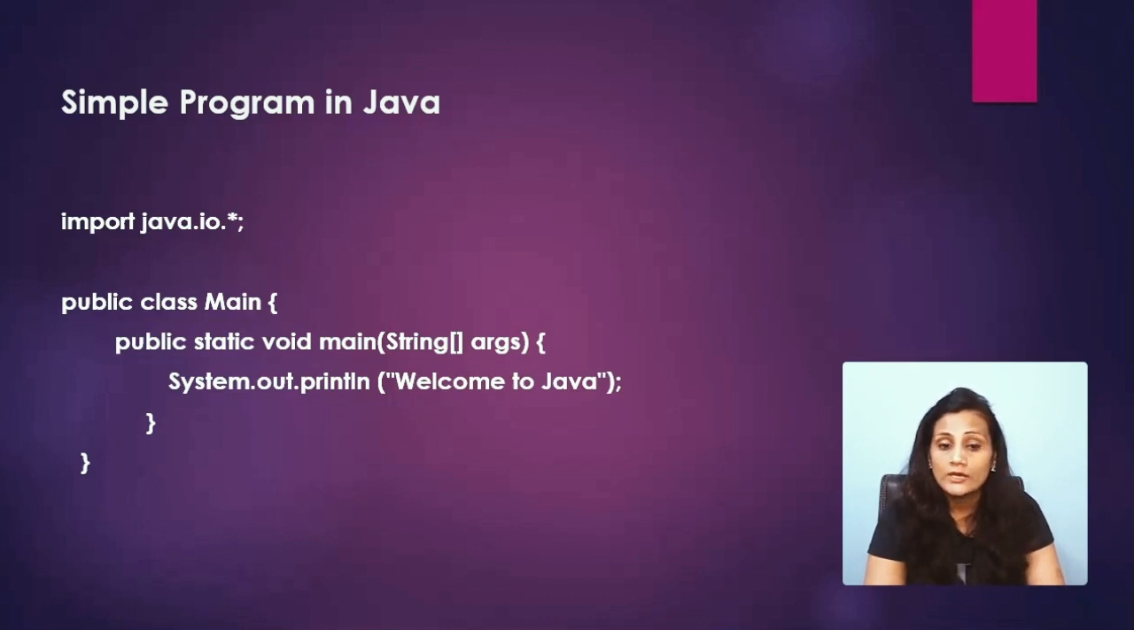So what we are doing is only printing welcome to Java, and the command for printing is System.out.println, with a capital S in System. We can execute this program. This will give you the output, that is, welcome to Java.